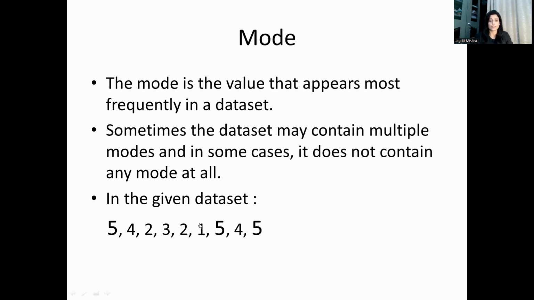So suppose this is a data set that is given in the slide: 5, 4, 2, 3, 2, 1, 5, 4, 5. As we can see, 5 is the most frequently occurring number in this data set. So 5 would be considered as the mode. So these were the concepts of mean, median, and mode. We have reached the end of the presentation.